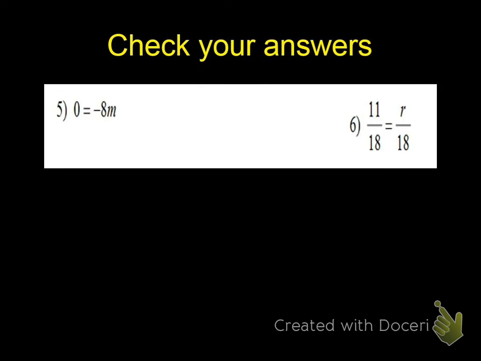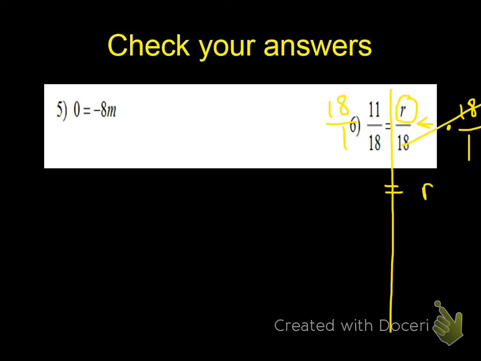On number 6, again, we're solving for r. We'll draw our line dividing the equation in half. R divided by, that line means division again, 18. The inverse of division is multiplication, so we want to multiply both sides by 18, or 18 over 1. These 18s are going to cancel and leave us with r, or 1r. The 18s on the other side will also cancel and leave us with 11 times 1, which is just 11.